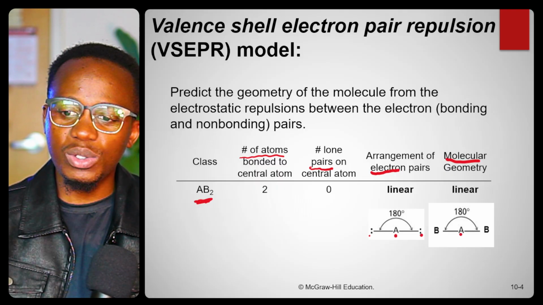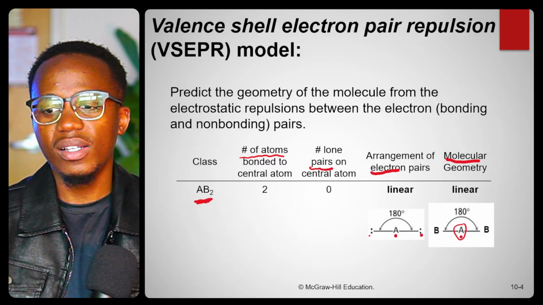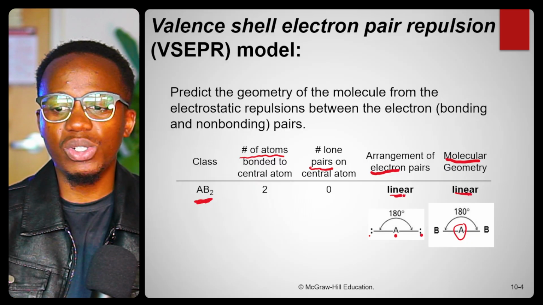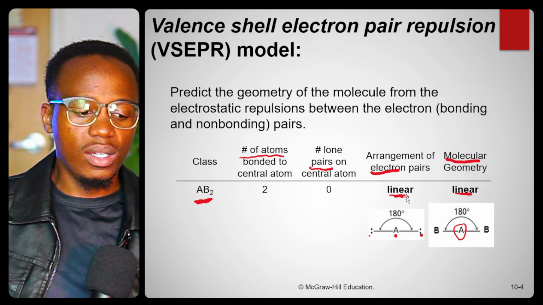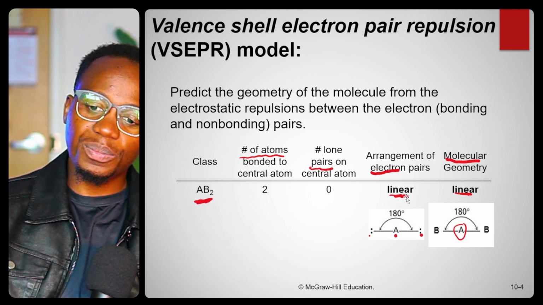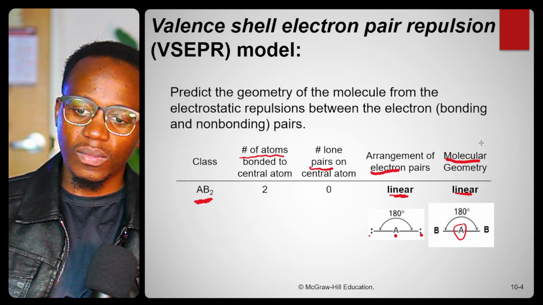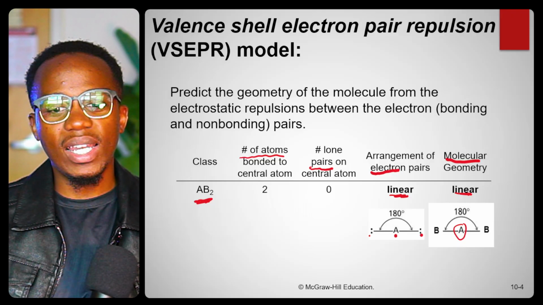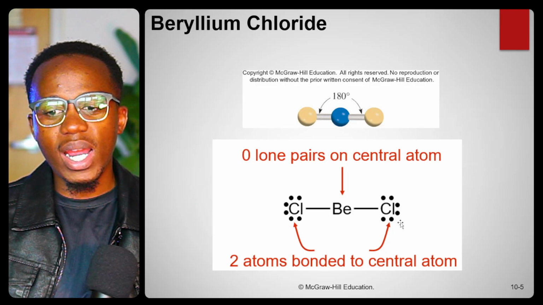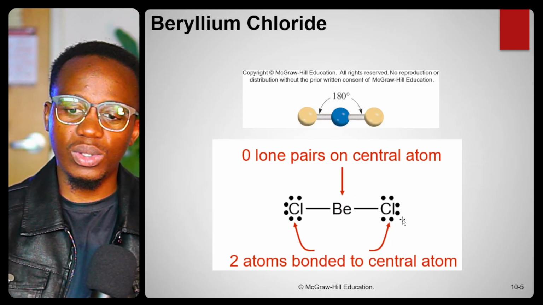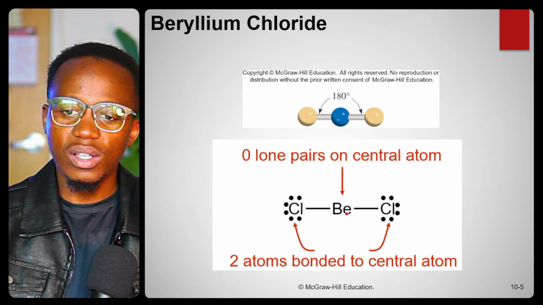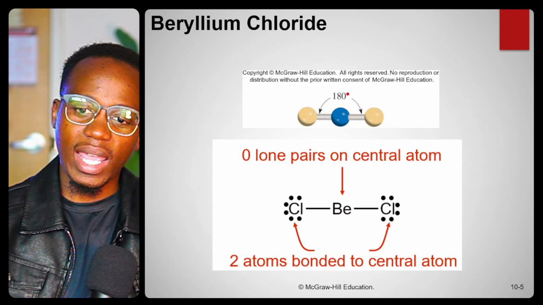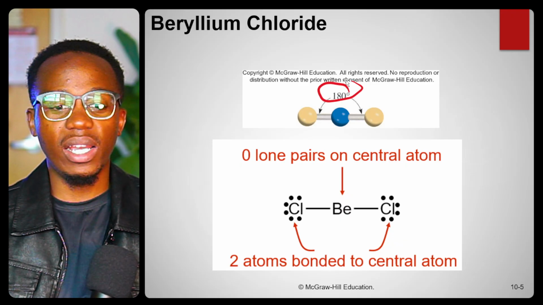If you have A bound to two B's with no pairs, the geometry is called linear, and then the electron geometry is also called linear, right? That is the electron geometry, or the first electron geometry. So an example is barium chloride, right? This one is bound to two things, no pairs, so it is linear, right? And we realize that the angle is 180. We care about angles, right?